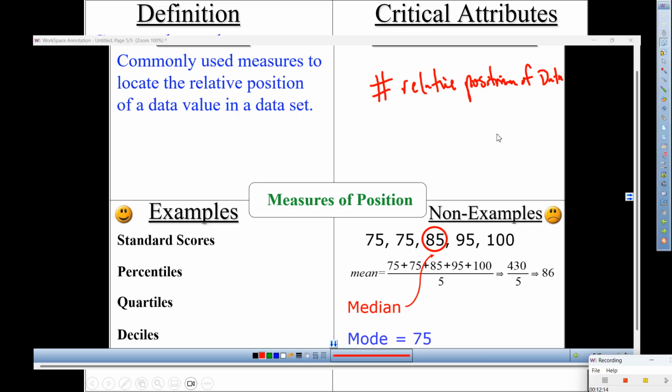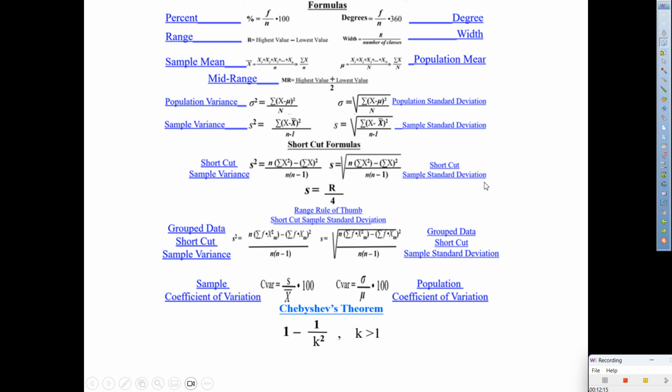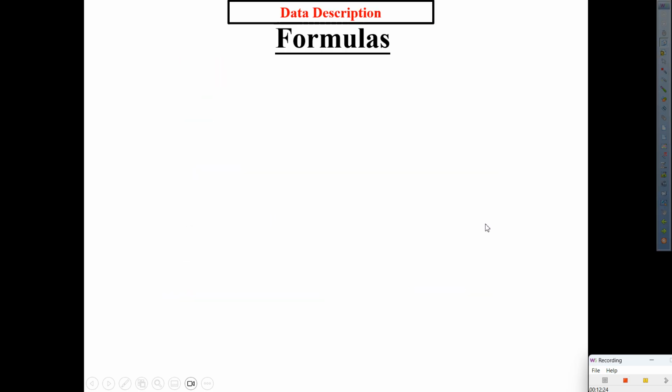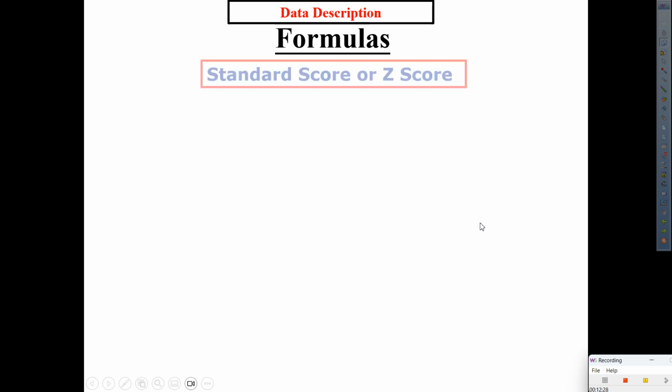All right, so without further ado, we already have how many formulas? 19? Yes, Mr. Q. All right, go to the back of your notebook, add 2 more. Let's go. Known as standard score or Z-score. Here go your 2 formulas for today. Z equals X minus X bar over S, and Z equals X minus mu over sigma. Copy that.